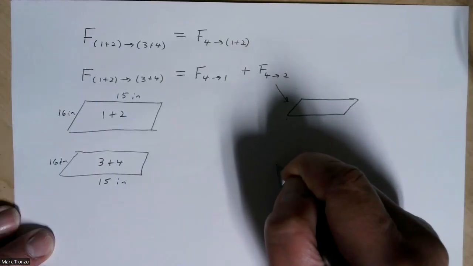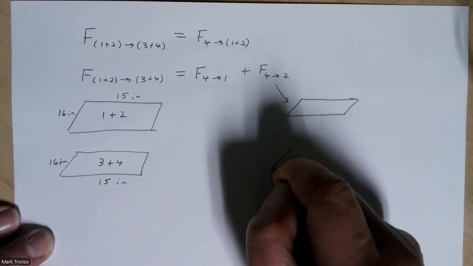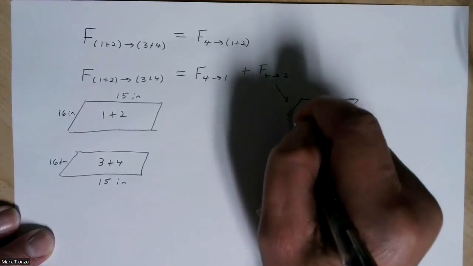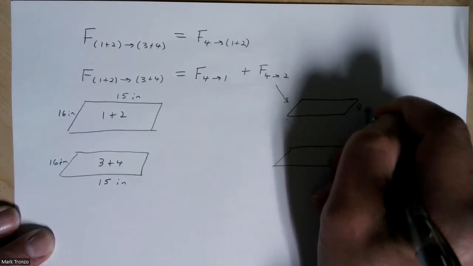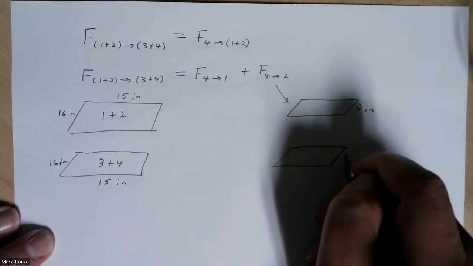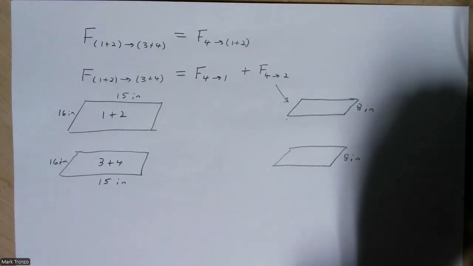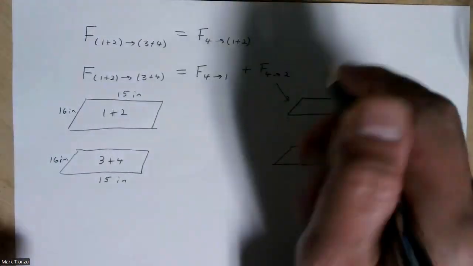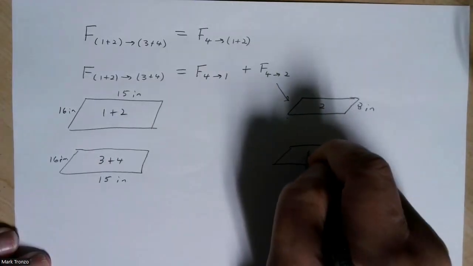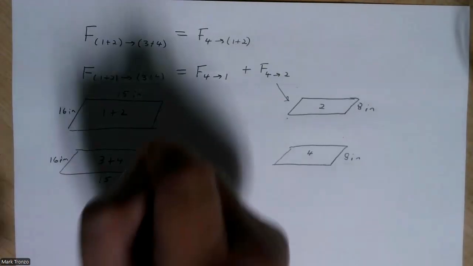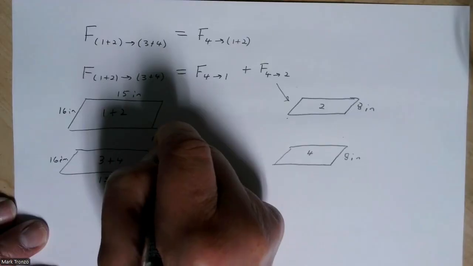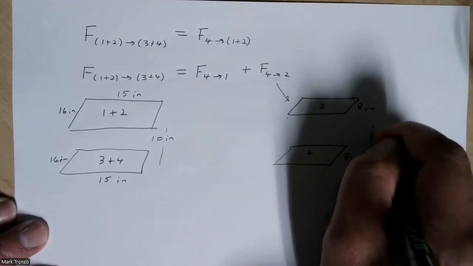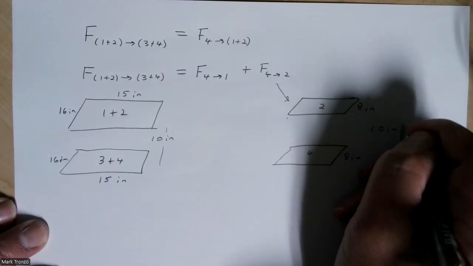And you probably don't have to actually even draw these extra pictures, but you can just do the calculations. But I just want to do this to emphasize what we have. Once again, 2 is directly above 4. And would we say the distance here was 10 inches? Distance here was 10 inches.